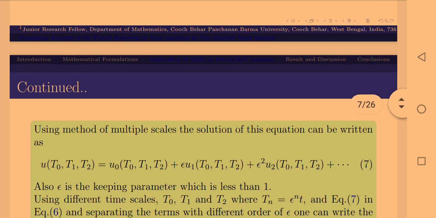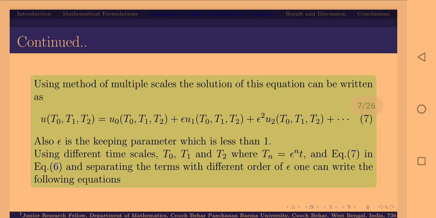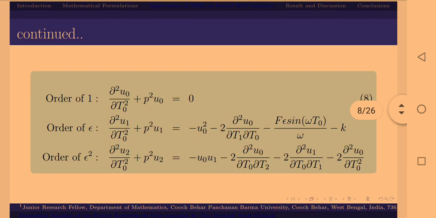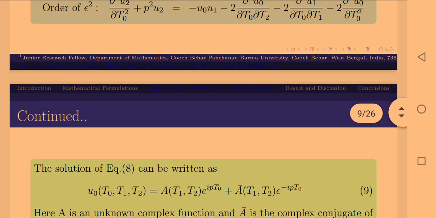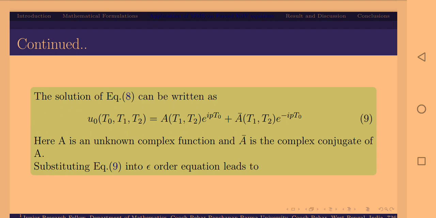Now using the method of multiple scales, the solution of this equation can be written as, here epsilon is the parameter which is less than 1. Using different time scales t0, t1 and t2 and equation 7 in equation 6, separating the terms with different order of epsilon, one can write the following equations. Now the solution of the first order equation is of the form, here a is the unknown complex function. Now substituting this solution into the epsilon order equation leads to the result.